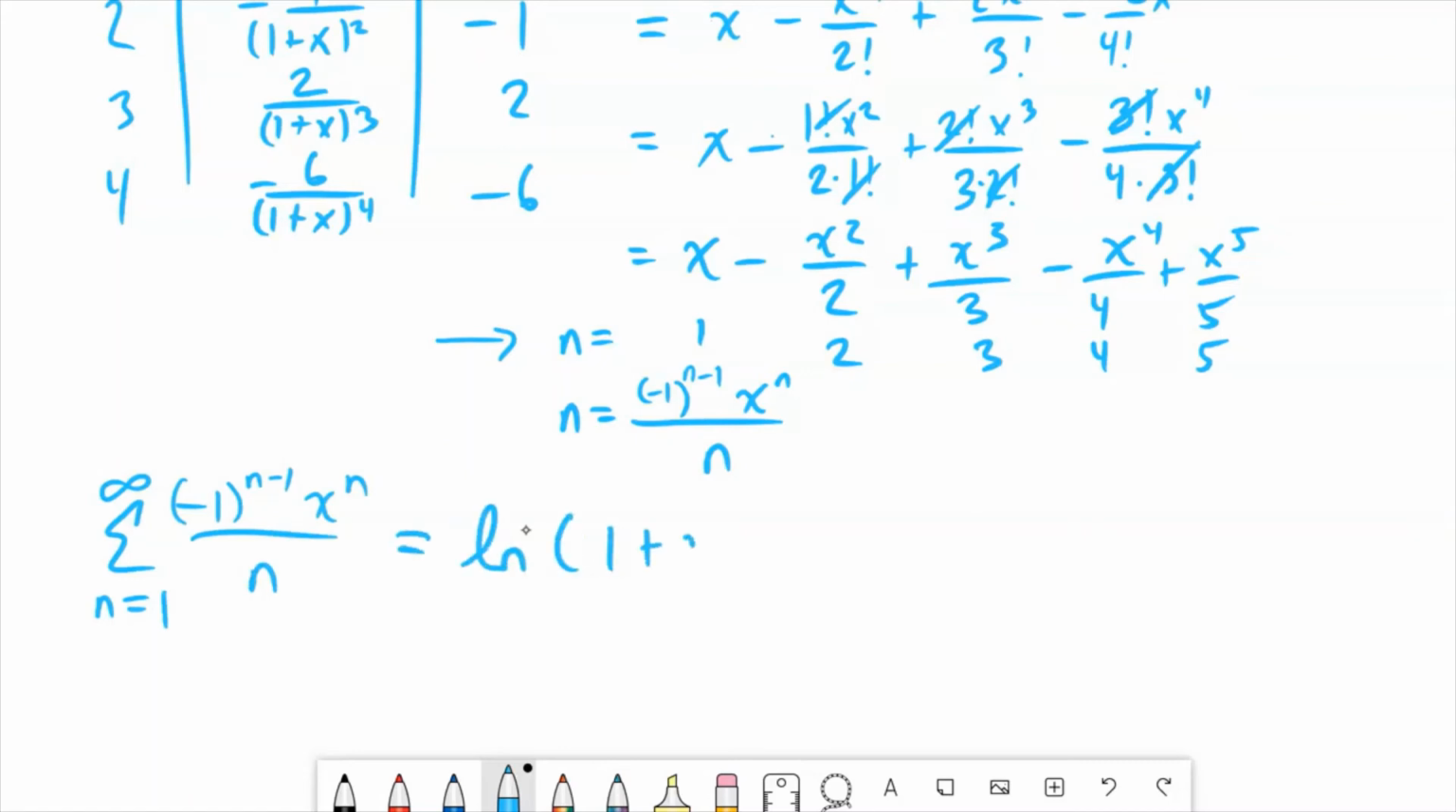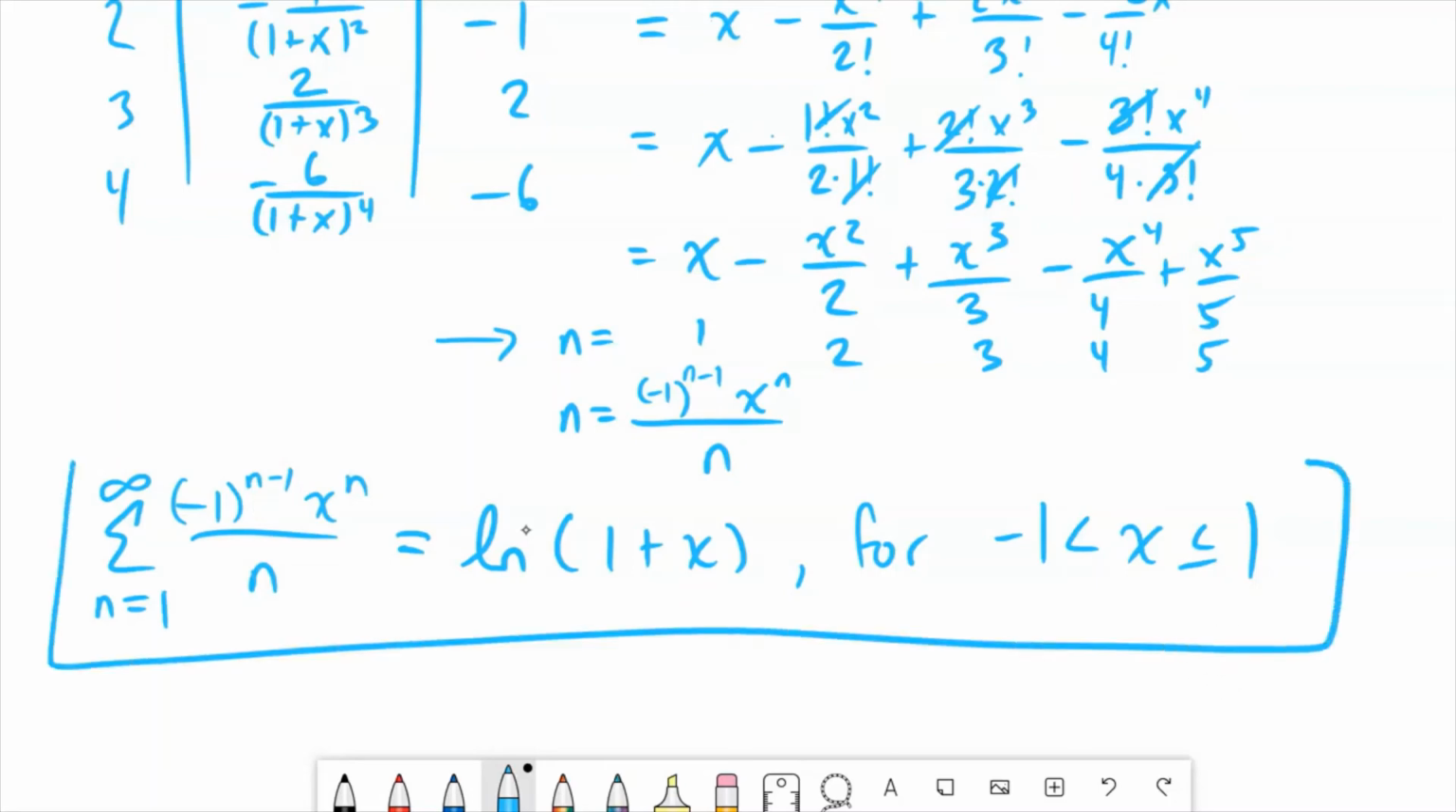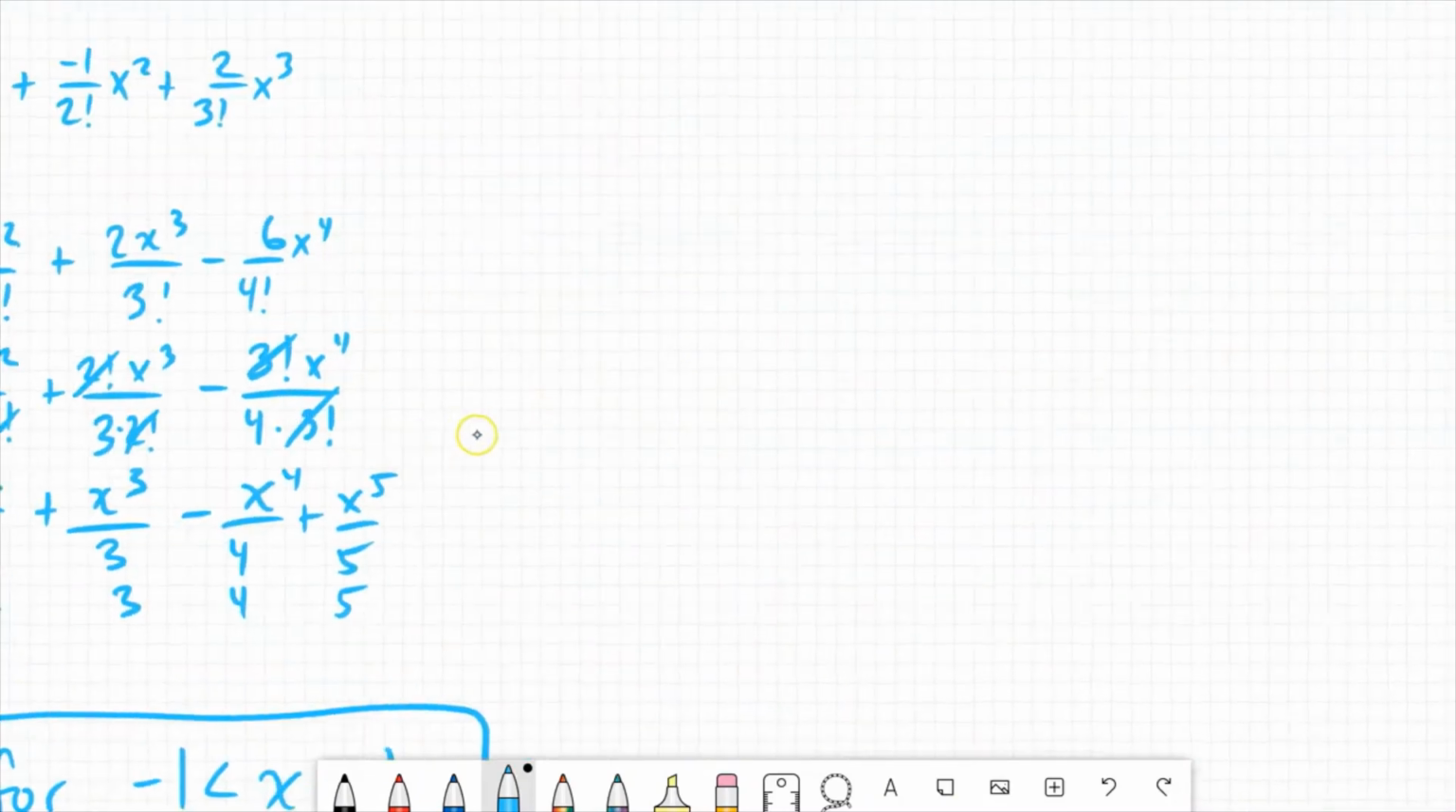And this is equal to natural log of 1 plus x, and then the interval is for all x between these values. And notice that this is not an equal sign or less than or equal sign, it's just a less than symbol, and then this one's a less than or equal to symbol. So that's the fifth result. Let's move on to the last one. This is the hardest one.